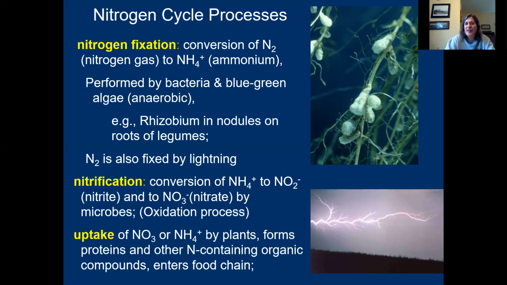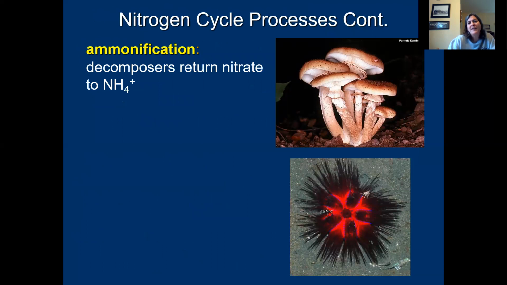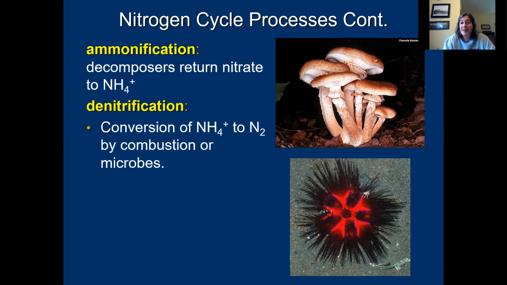And again, whenever you talk about fixing, you're changing it into a form that's usable. And then you think about uptake, that's how you're getting it into the biological system. So ammonification then, in order to be a cycle, you're gonna have to go back. So decomposers can actually reconvert that nitrate back into ammonium. And then denitrification. I told you there was a lot of vocabulary. So denitrification then, it goes back to the nitrogen gas. And so that completes the cycle.